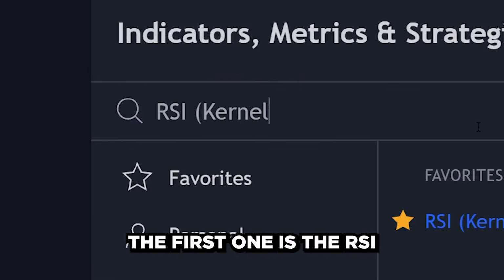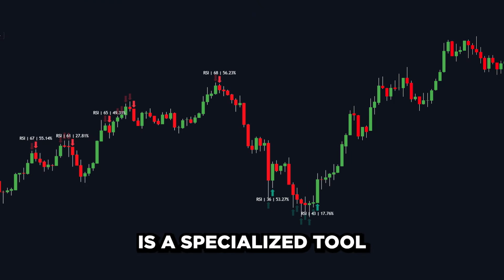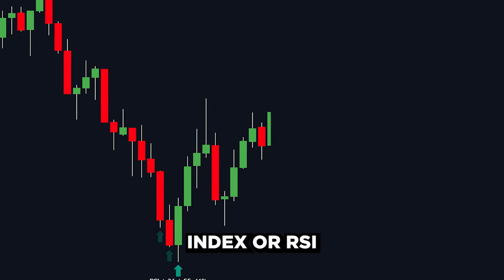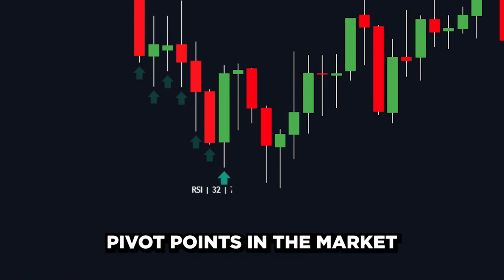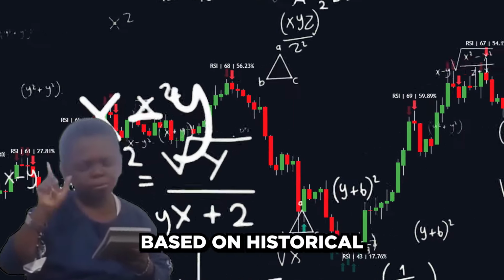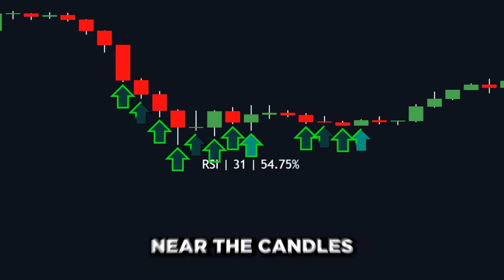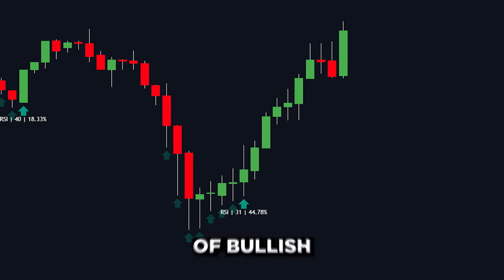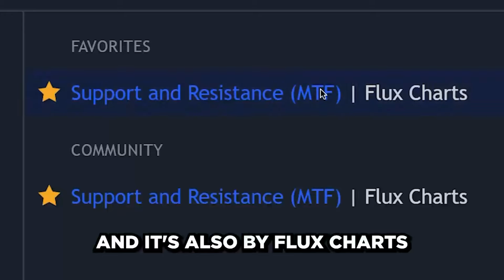The first one is the RSI kernel optimized indicator by Flux Charts. This indicator is a specialized tool for traders that optimizes the traditional relative strength index, or RSI, using a kernel density estimation method. It provides potential pivot points in the market by calculating probabilities of price movements based on historical RSI pivots. The indicator will display a percentage with arrows near the candles, showing the probability of bullish or bearish movements.